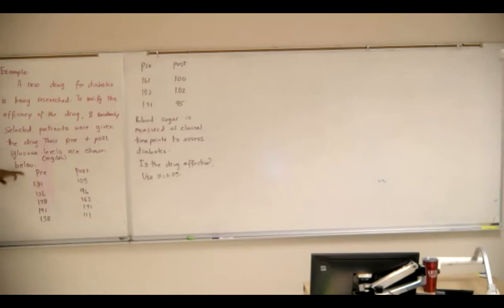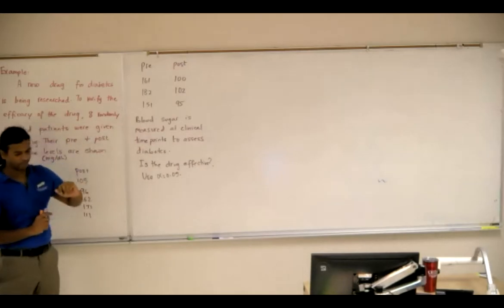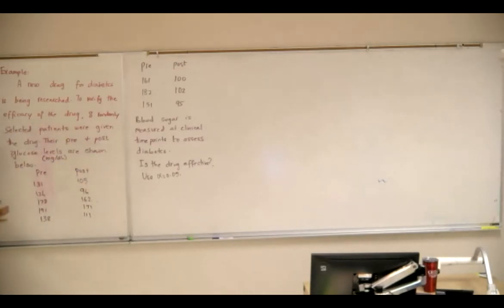And we're going to measure their glucose levels pre and post at proper clinical time points, you know, fasting blood sugar, whatever. I think that fasting blood sugar must be under 100 milligrams or close to 100 milligrams. So all these people have diabetes. So we give them a drug, and this is what we see. In most cases, it seems to decrease.